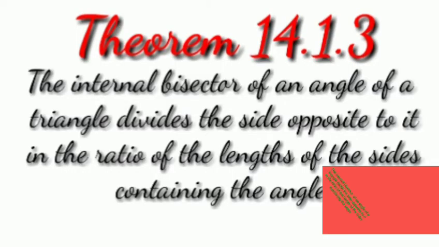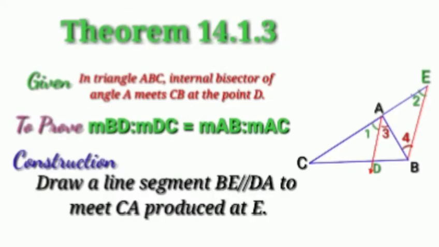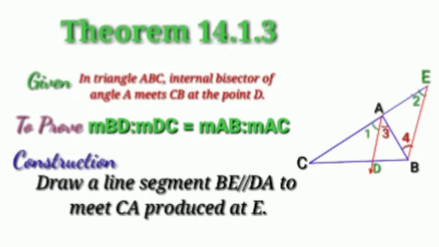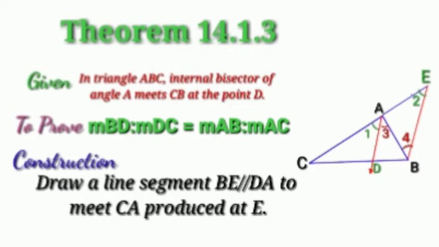Bismillahirrahmanirrahim. Today the topic on which we are going to discuss is Theorem 14.1.3. The internal bisector of an angle of a triangle divides the sides opposite to it in the ratio of the lengths of the sides containing the angle. Theorem 14.1.3. It's given in triangle ABC, the internal angle bisector of angle A meets CB at the point D.